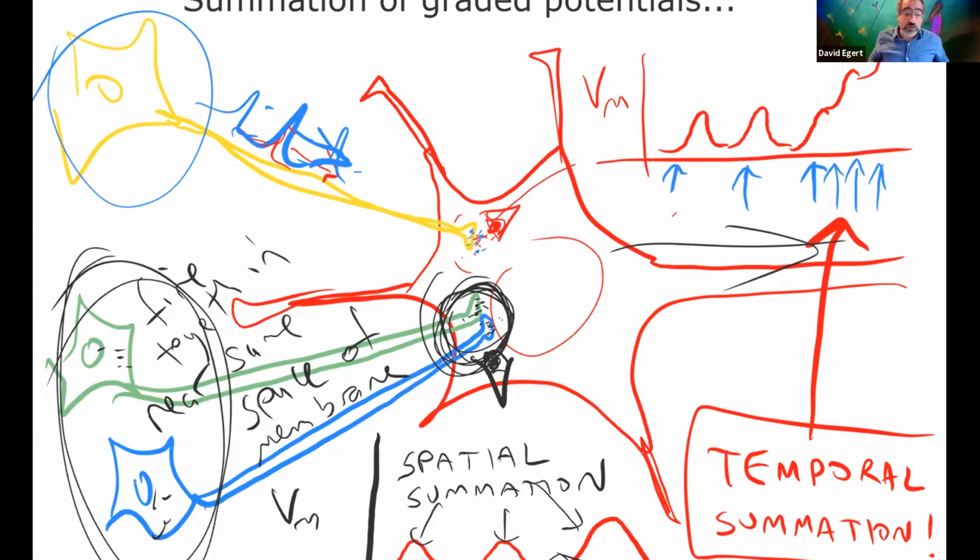So having spatial summation is important to be able to detect like synchrony, to detect when things are kind of converging and firing together. Does that make sense?